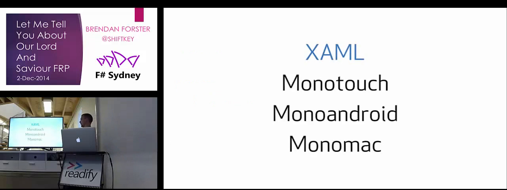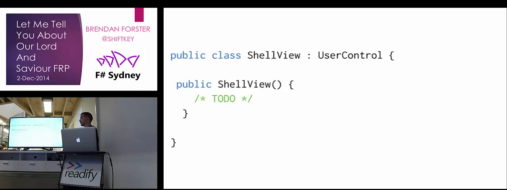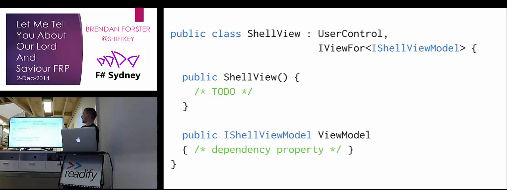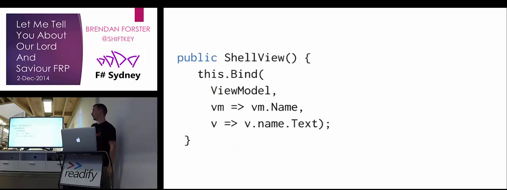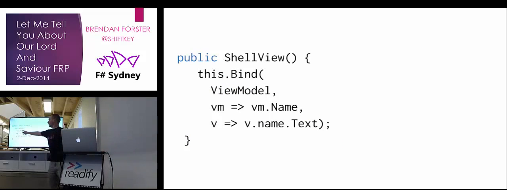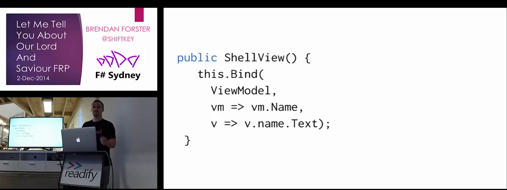So this is how you would light up just a XAML view to use the Reactive UI bindings. You throw on this interface here, IViewFor, you put your view model in there. So this plays nice with DataContext, so you don't need to drop one or the other, you can use both. But all you do inside your constructor is call this .Bind. So that's the way to map a text box to a name. Type safety, it's done.